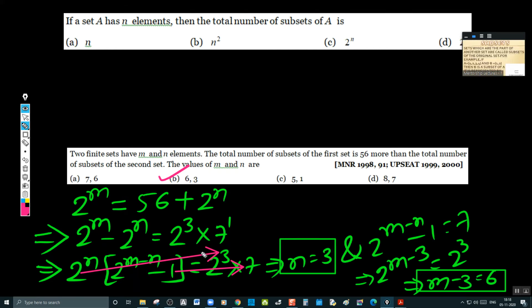2 power n is 2 cube. The other one, we don't know whether it's a prime number or not, but according to this equality, the other one must be 7. That's it. Okay. Yes, sir. Thank you, sir.